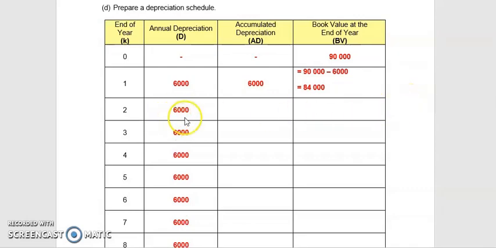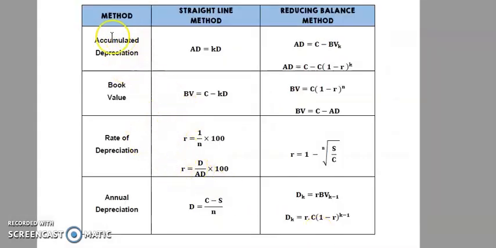Okay, year 2. So second year, it depreciates another 6,000, so accumulated will be 12,000. Okay, so 1 year 6,000, so 2 years will be 12,000, or simply 2 times 6,000. If you look at the formula just now, accumulated depreciation straight line, AD equal to K times D. D is annual depreciation 6,000, and K referring to that particular year. So if second year, year 2, K equal to 2 times 6,000.